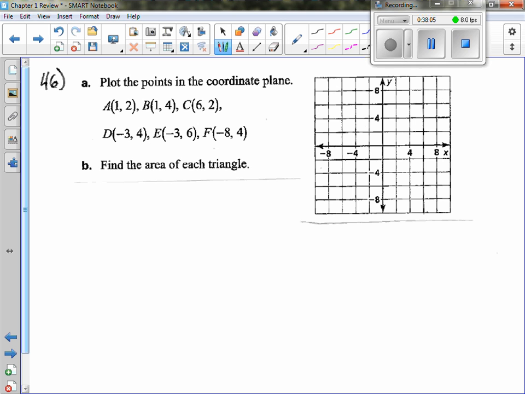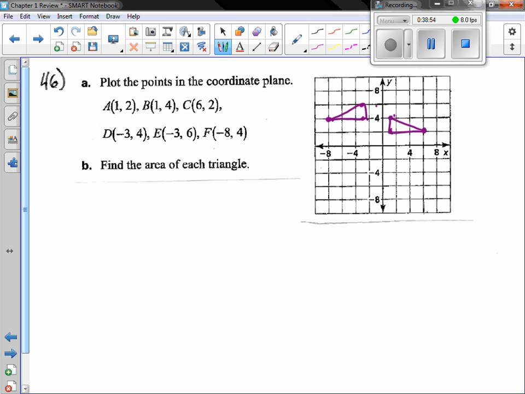Yep, so our first one, 1, 2, 1, 4, 6, 2. -3, 4, -3, 6, -8, 4. Now, there's not going to be actual graphing on it. There will be some, I believe, for area, finding area and whatnot. Find the area of the triangle, each triangle.